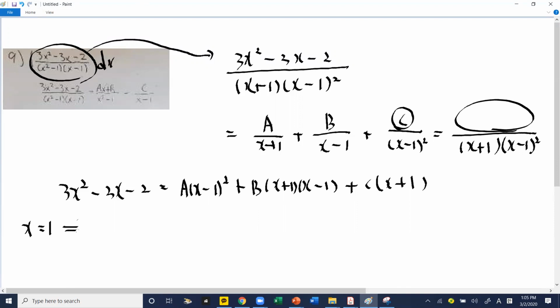If x is 1, then the left-hand side is negative 2. This one is 0, this one is 0. So this is 2C, right? Right. So C equals negative 1. You can easily get that one, okay?